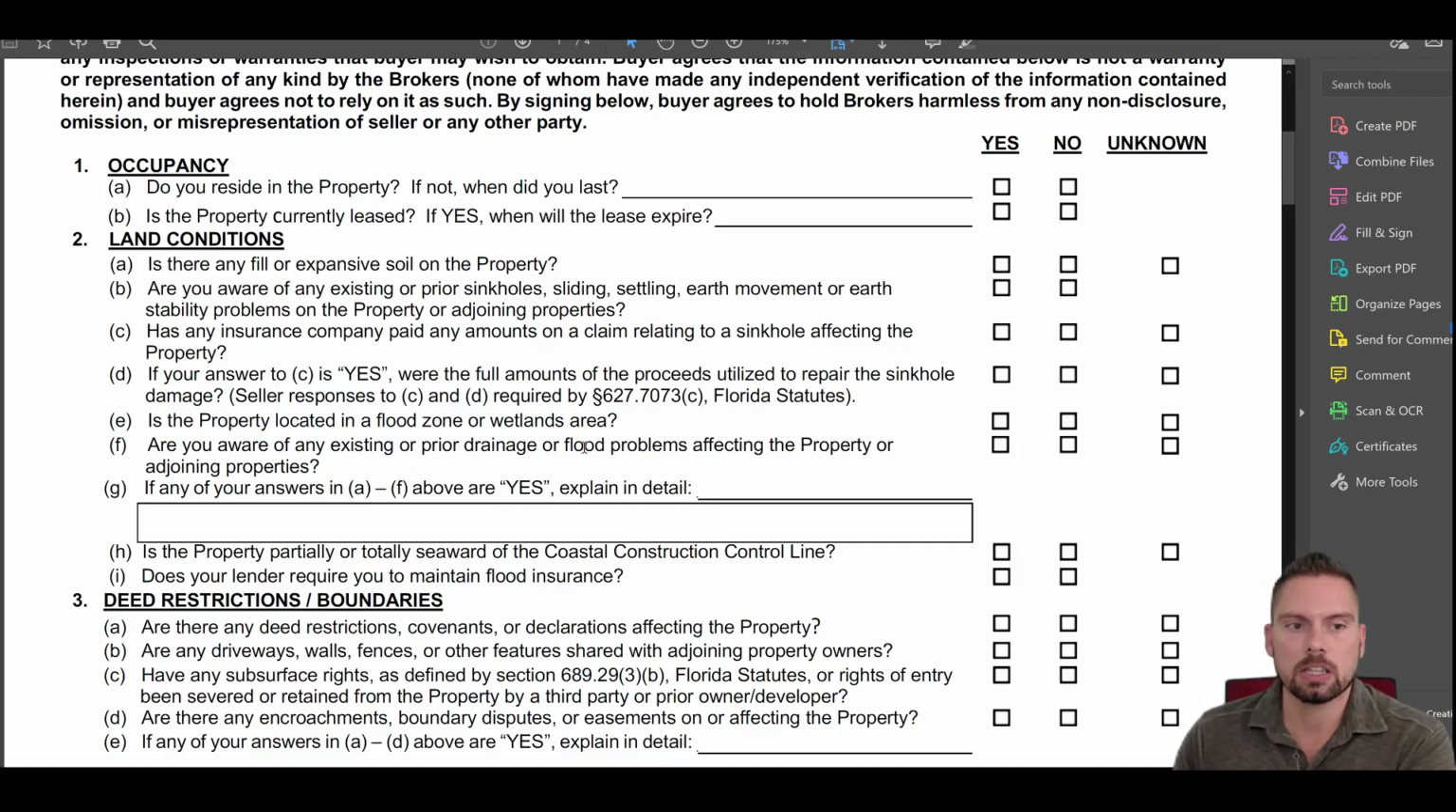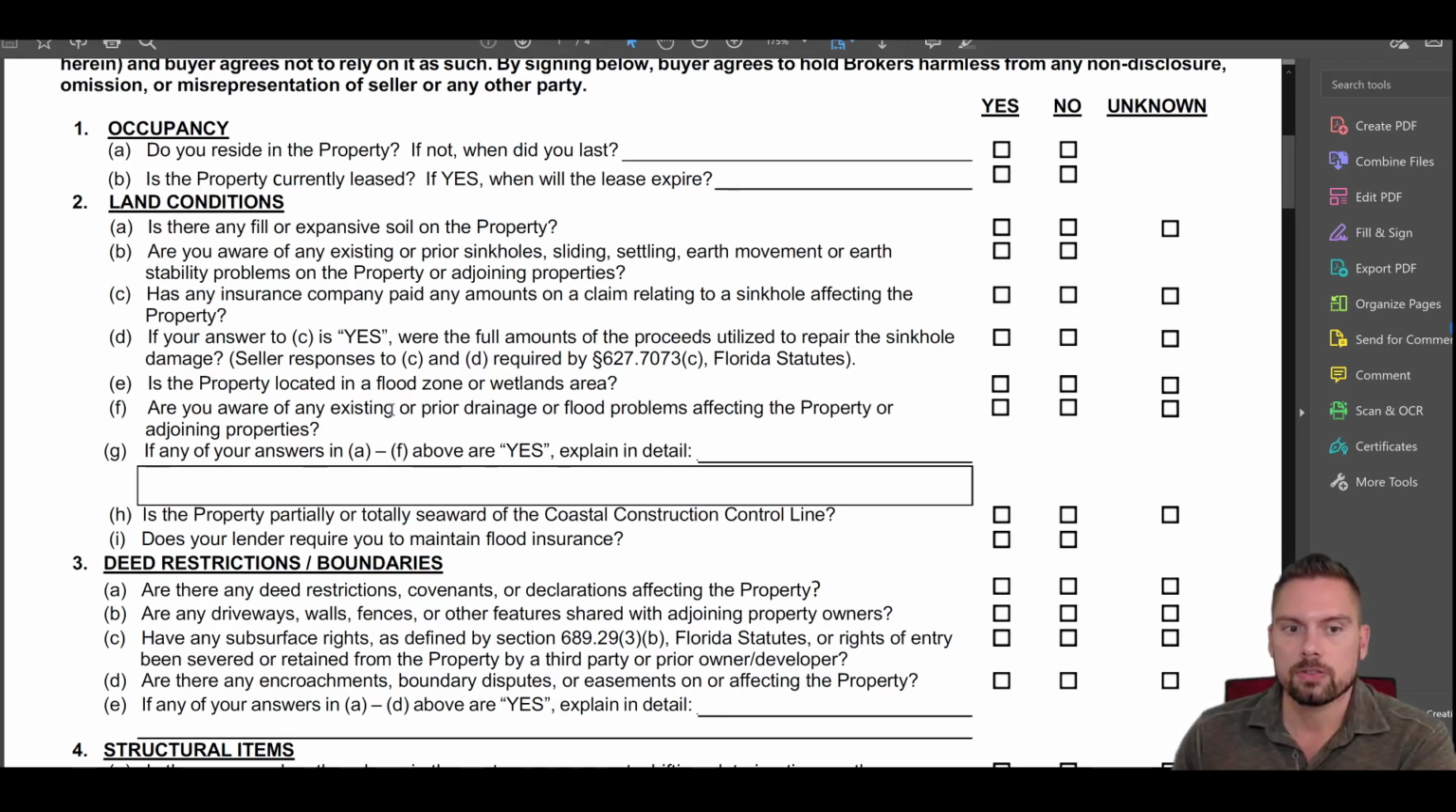Anything basically related to the land that the buyer needs to be aware of. So, for example, drainage or flood problems. So, if you know that there's a bad drainage tile in your yard and you say no here, that's probably not a good idea. In a lot of these cases, you have the option for unknown, which I prefer because a lot of these things are in some ways subjective. And I wouldn't want you to say, no, there's no issue in your opinion, when in the future, maybe a buyer could say, no, this is definitely an issue.